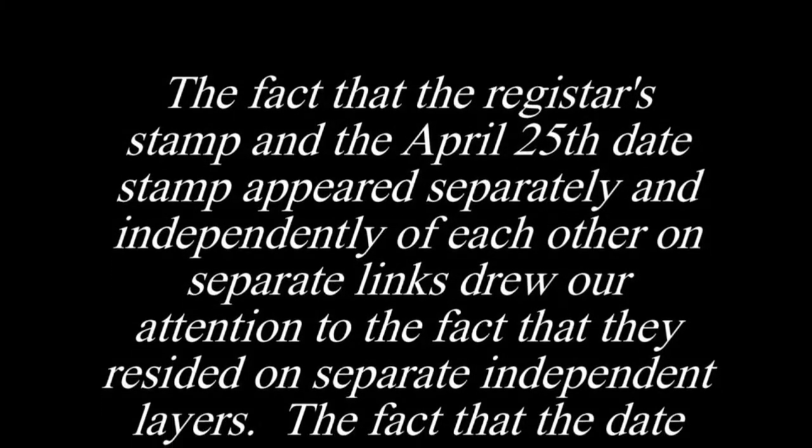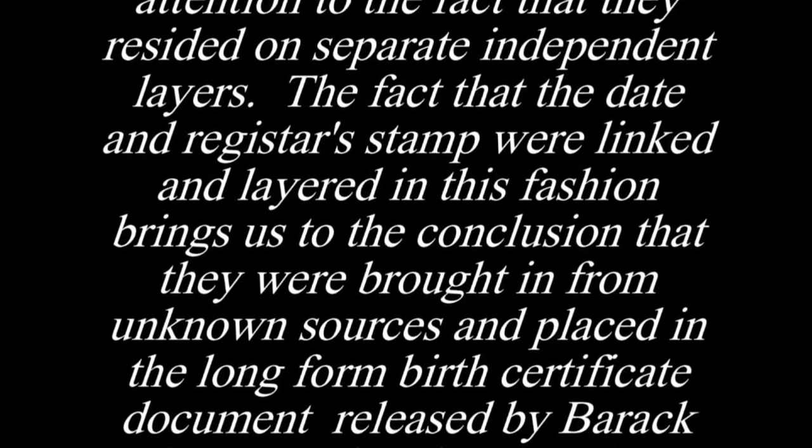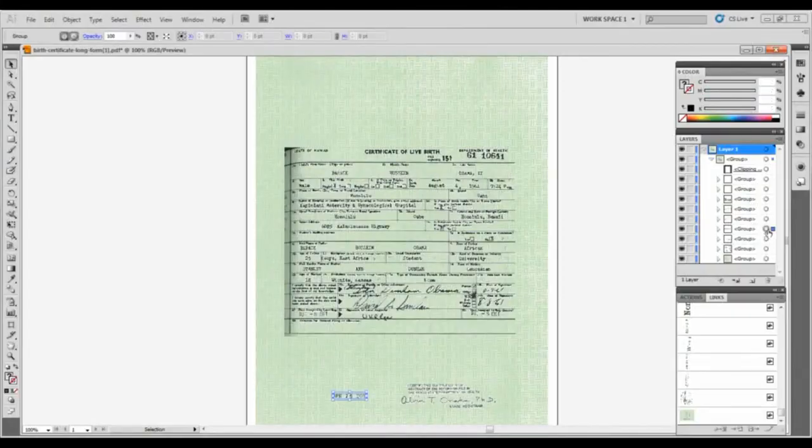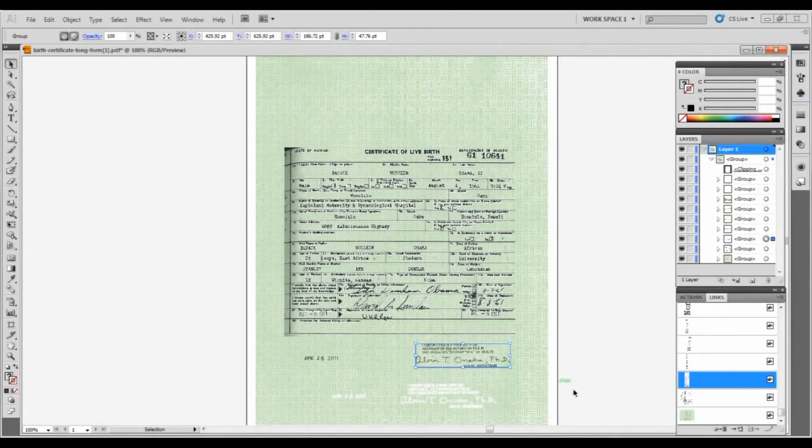The fact that the registrar stamp and the April 25th date stamp appeared separately and independently of each other on separate links drew our attention to the fact that they resided on separate independent layers. The fact that the date and registrar stamp were linked and layered in this fashion brings us to the conclusion that they were brought in from unknown sources and placed in the long-form birth certificate document released by Barack Obama to give the appearance of legal certification. Also troubling about the April 25th stamp and the registrar's stamp is the fact that both stamps can be lifted cleanly off the document and moved about the birth certificate in one solid piece.